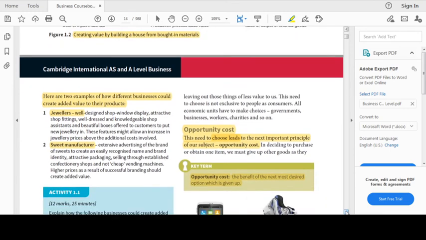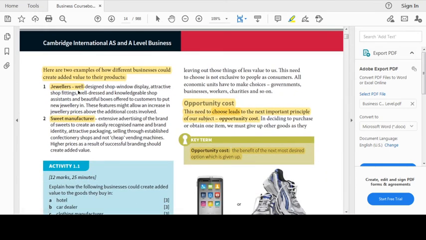Let's see what else we have. We have two other examples, and then in the next class we'll do a Zoom session. We'll be reviewing the topics that we have studied, and we'll talk about opportunity cost. Here are two examples of how different businesses could create added value. Always remember, every business has a different idea of creating value. Every business will be creating value in a very different way. So what are the ways of adding value?